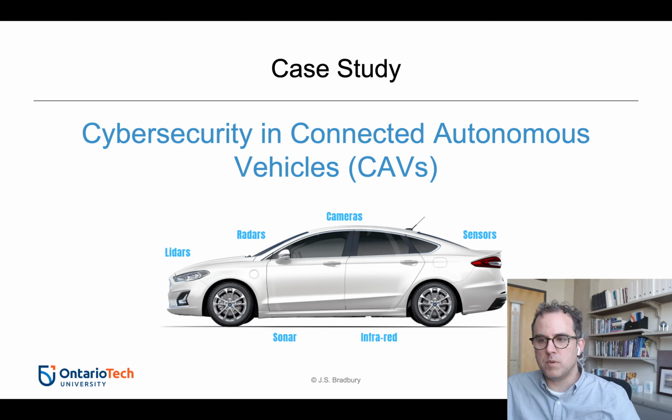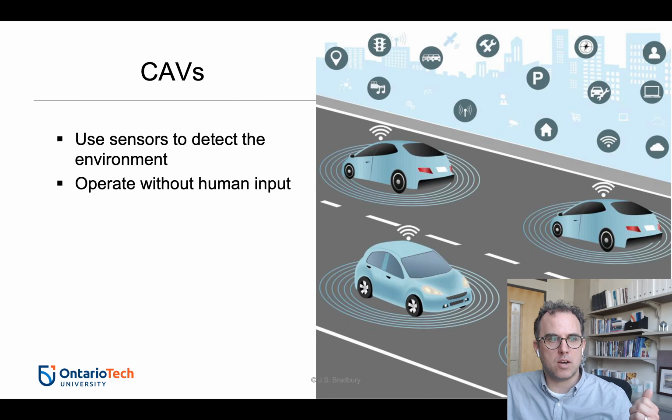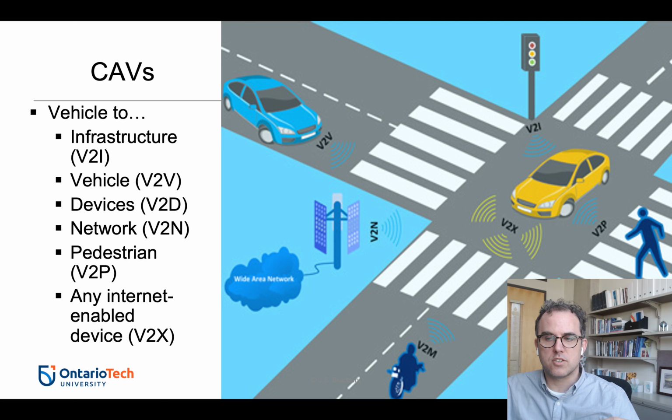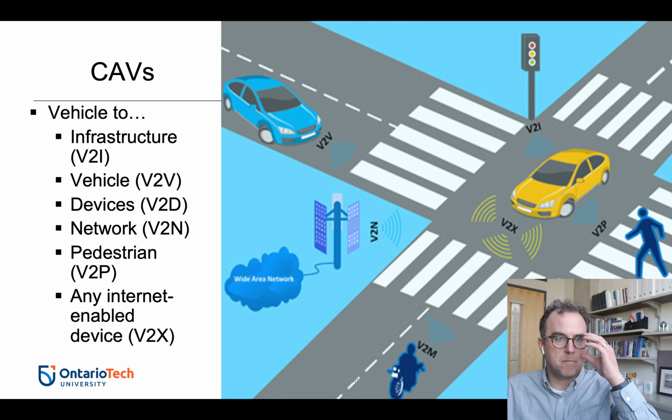So when we talk about CAVs, we're really talking about vehicles that use sensors to detect the environment and ideally operate without human input. And when we talk about the connection part, there's a whole bunch of vehicle communications that can happen. There can be vehicle to infrastructure, for example traffic lights, like I mentioned. There's vehicle to vehicle, which means a vehicle communicating with another vehicle on the road. For example, a vehicle could communicate to a vehicle behind it that there's a traffic accident up ahead.